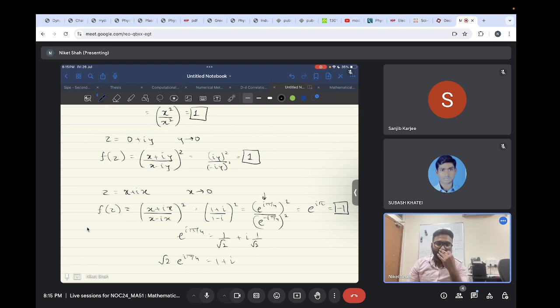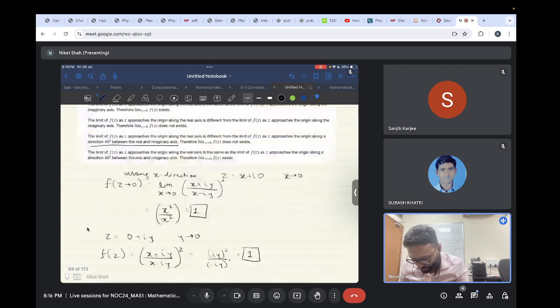Do you see this now? Here the limit is different. Here the approach limit is giving me minus 1 along this direction. So what would you claim? If I want the limit of the function to exist, it has to give me the same value along all directions. This function is giving me the same value along x direction and y direction, but not along x equal to y direction. So I cannot say that the limit exists.